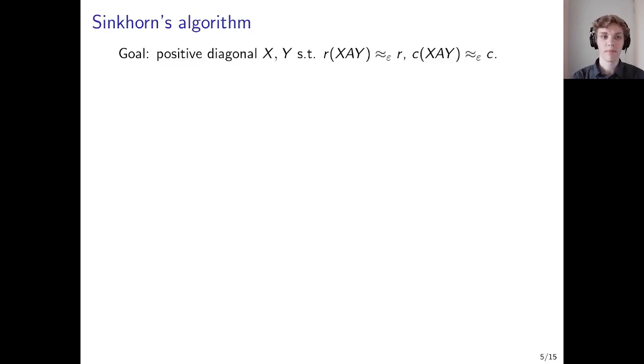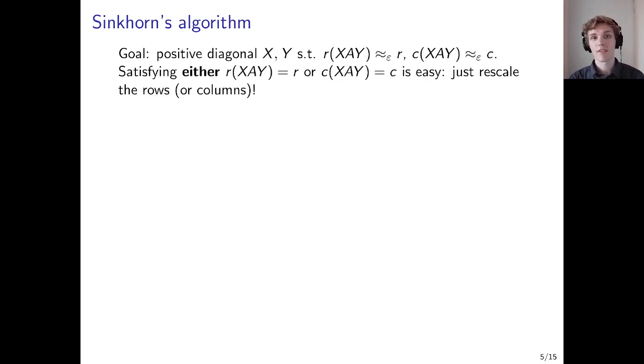So let's get to Sinkhorn's algorithm. Our goal was to find positive diagonal x and y such that the row sums of xAy become R and the column sums of xAy become C. Now, the idea is that left multiplying with diagonal matrices allows me to rescale my rows, whereas right multiplying with a diagonal matrix rescales the columns. So that means I can rescale my rows and my columns however I want. In other words, satisfying either of these constraints exactly is actually easy, because I can literally just pick the x that I need to get my row sums to be correct, or the y that I need to get my column sums to be correct. But of course, satisfying either of these may disturb the other constraint again.